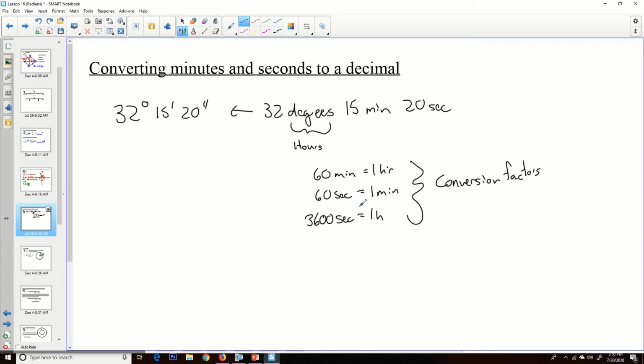We can use these conversion factors to change this 15 minutes into a decimal value. So essentially, we're just going to leave that 32 there, and we're going to add 15 over 60 hours, or degrees in this particular instance. And since we're thinking of degrees as the hours, we want to change seconds into hours. Well, we use this conversion factor, so it'll be 20 over 3,600. So this is a real quick and easy way to change this to a decimal value of degrees.